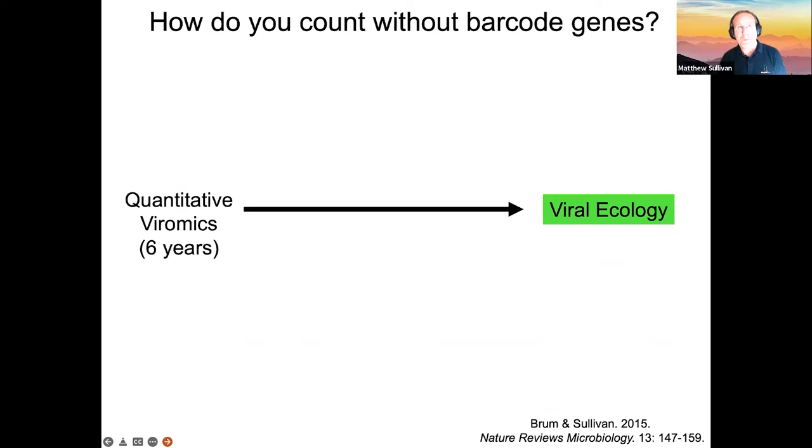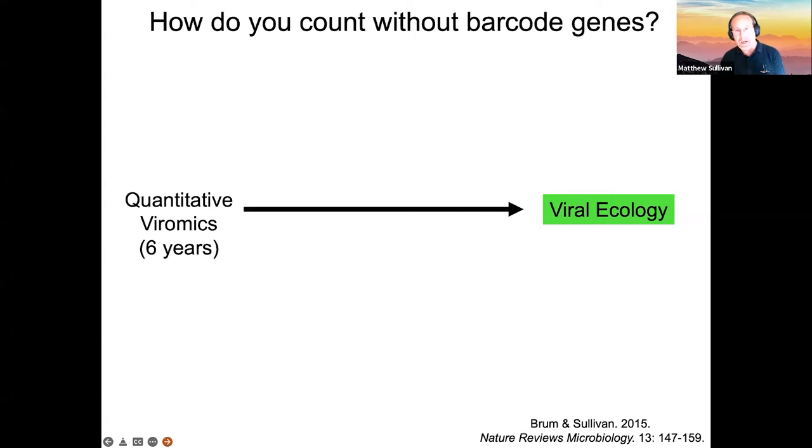But if you have no barcode gene, how do you count? And so we actually first focused on this part. We can generate sequence data, but in the early years, we were using both systematic and stochastically biased approaches. And so it took us 6 years to develop quantitative viromic approaches.